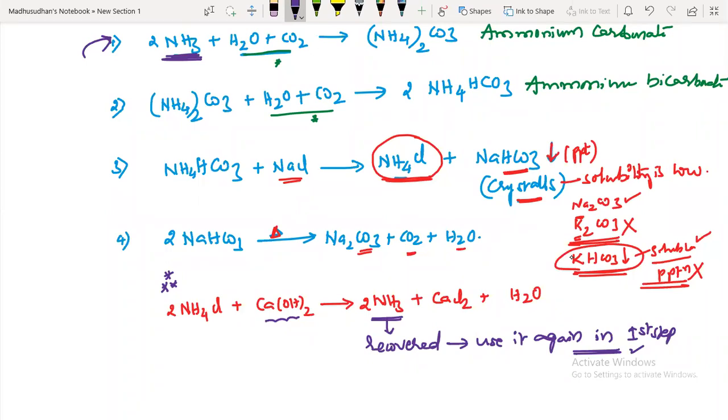Yes, sir. So there is no wastage. Actually speaking, this ammonium chloride is a byproduct. From that byproduct, we have created the main reactant, which is useful in the first step. So the wastage is controlled here.